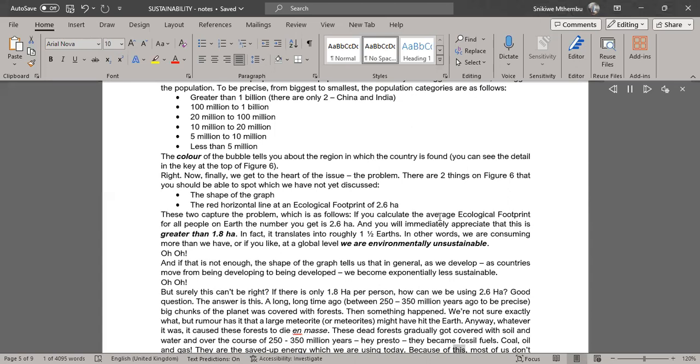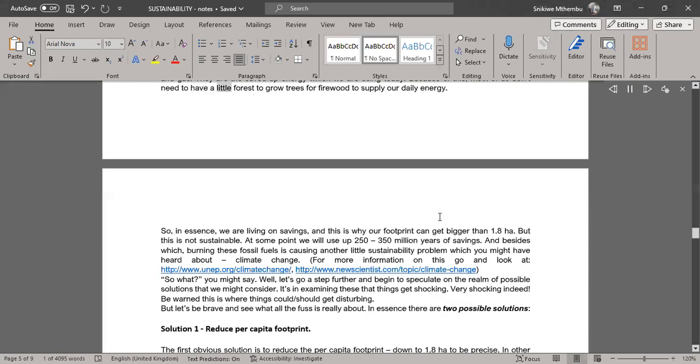Because of this, most of us don't need to have a little forest to grow trees for firewood to supply our daily energy. So, in essence, we are living on savings, and this is why our footprint can get bigger than 1.8 Ha. But this is not sustainable. At some point we will use up 250 to 350 million years of savings.